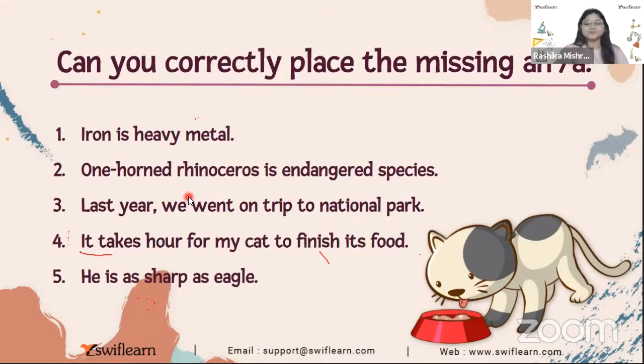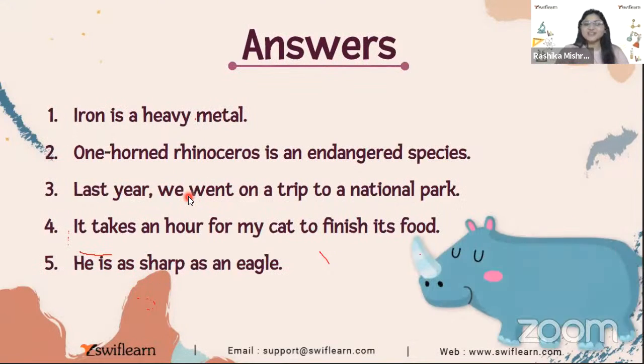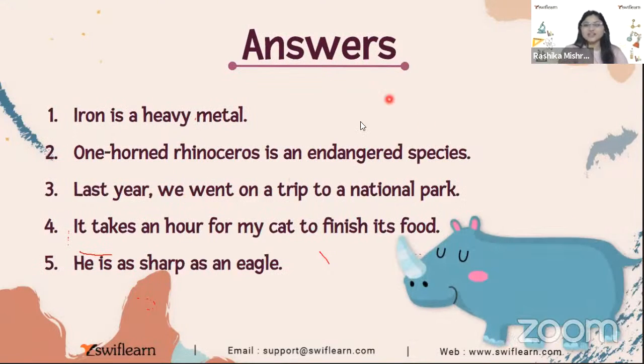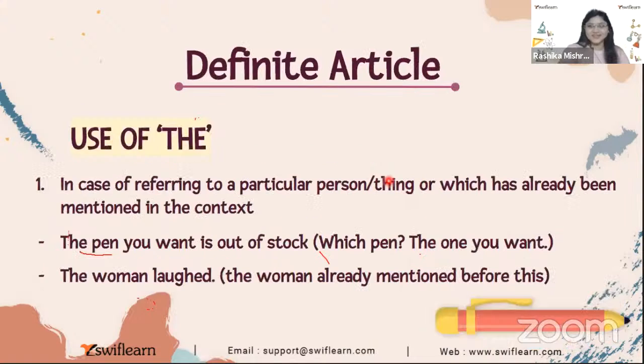Now, quickly check the answers, whether all your answers are correct or not. Iron is a heavy metal. One-horned rhinoceros is an endangered species. Last year we went on a trip to a national park. It takes an hour for my cat to finish its food. He is as sharp as an eagle. Okay, nicely answered.